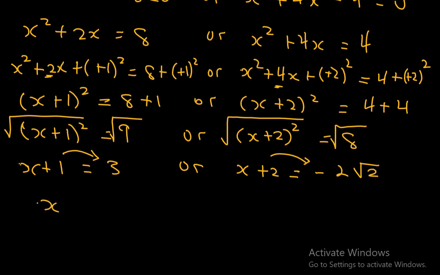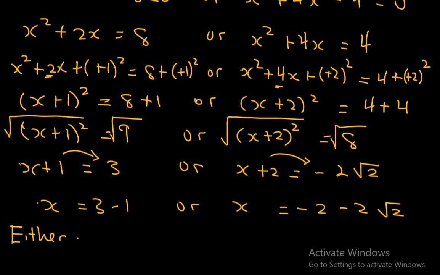And you have x equal to 3 minus 1 here, and this gives x equal to 2. And here you have x equal to minus 2 minus 2 root 2. And then you have your final answer ready. Either x equal to 2 or x equal to minus 2 minus 2 root 2.